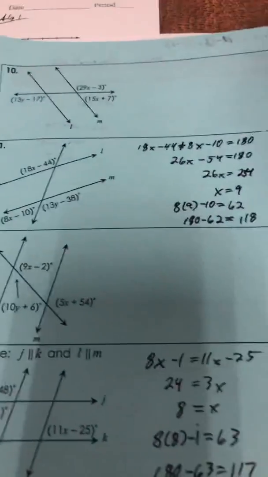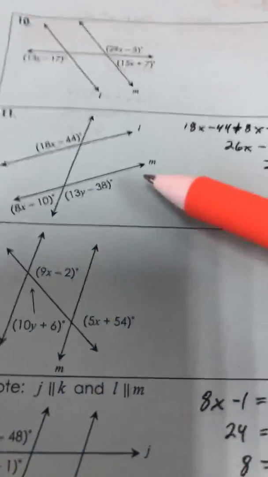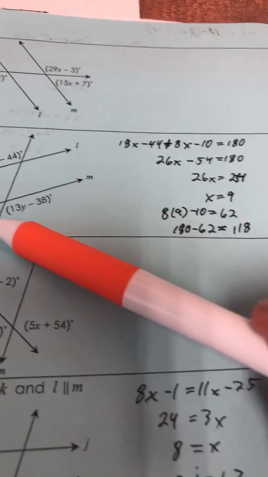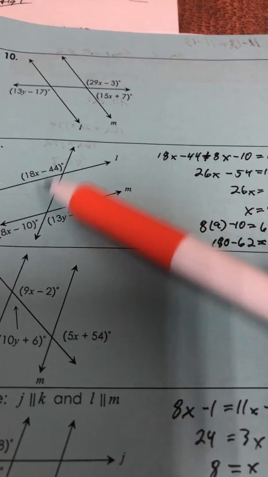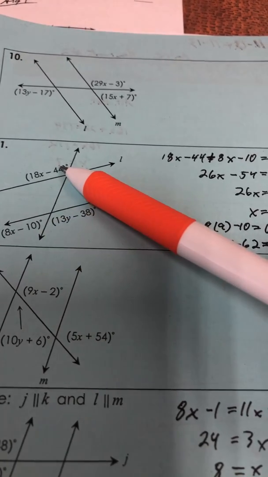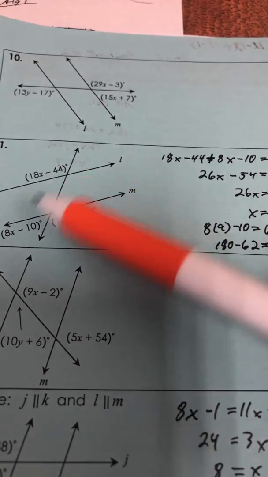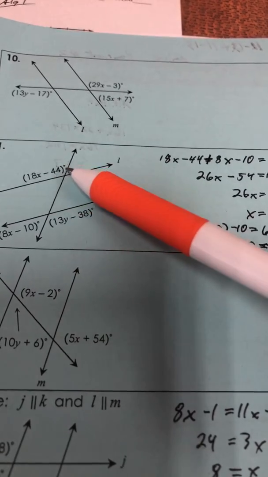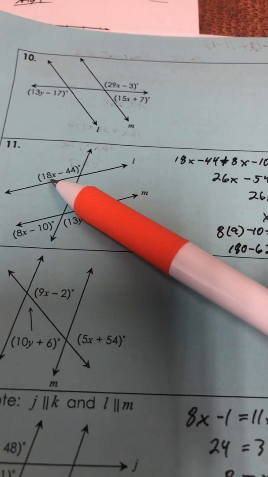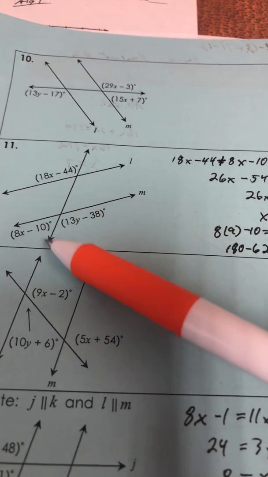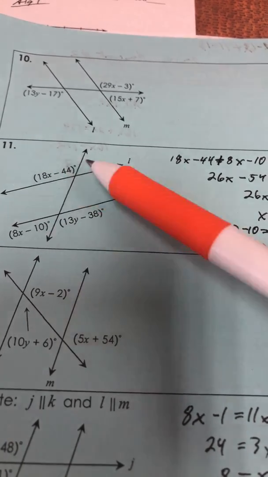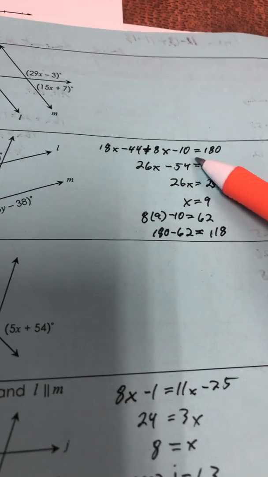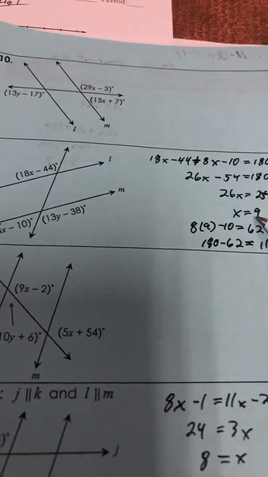Number 11, let's see what's happening here. This angle and this angle together, if I add them, they're same side exterior to this transversal. So I have this plus this is going to equal 180. See, this obtuse and this acute is going to equal 180. So I solve for x, I get 9.